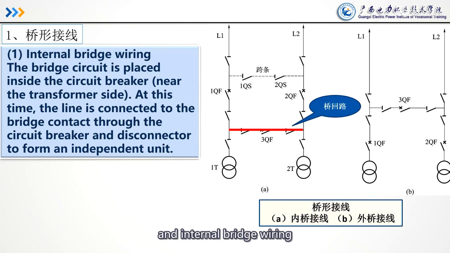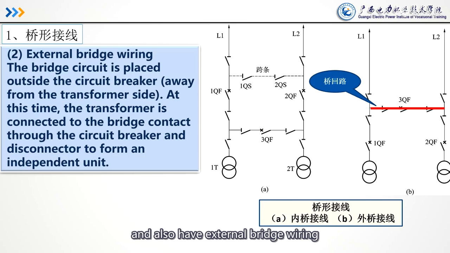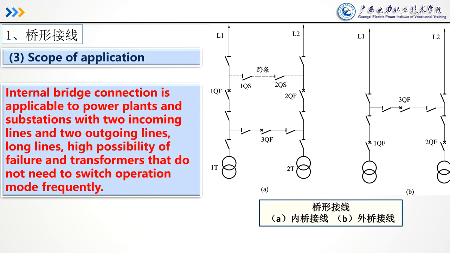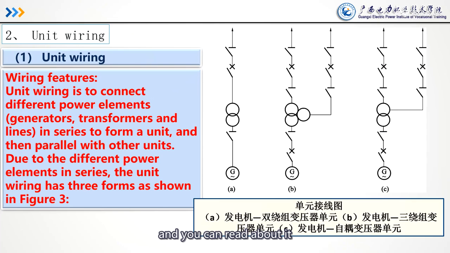In internal bridge wiring, the bridge circuit breaker is placed inside. At this time, the line is connected to the bridge contact through the circuit breaker and the disconnector to form an independent unit. And we also have external bridge wiring. The bridge circuit breaker is placed outside. At this time, the transformer is connected to the bridge contact through the circuit breaker and disconnector to form an independent unit. And this is the scope of the application, and you can read about it.